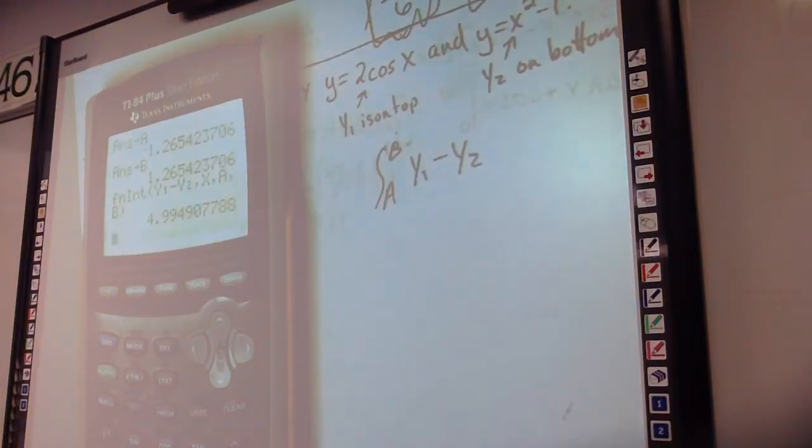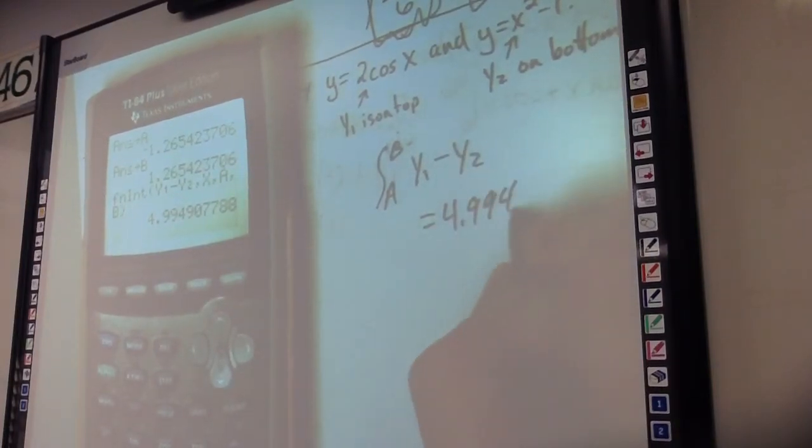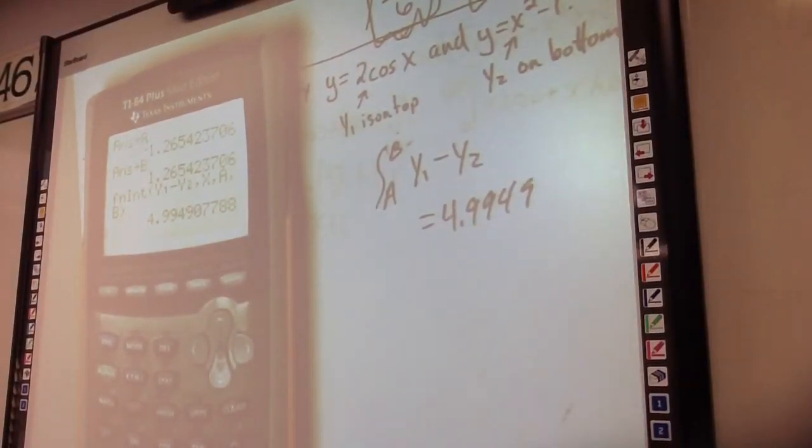It's basically 5 units squared. It's 4.9949. Basically 5, but let's not round. 4.99. Yeah. So that's how you use your calculator to do this. That's much easier.